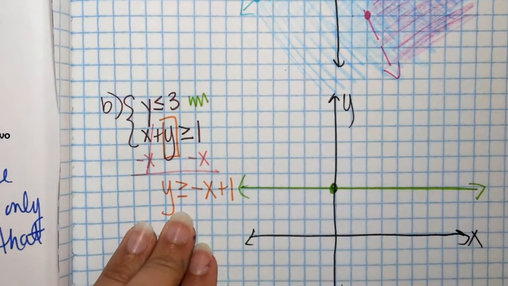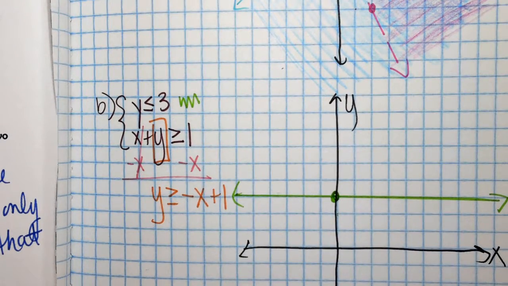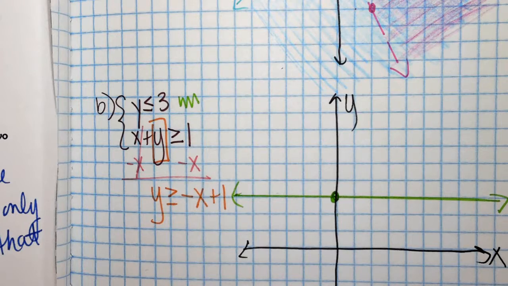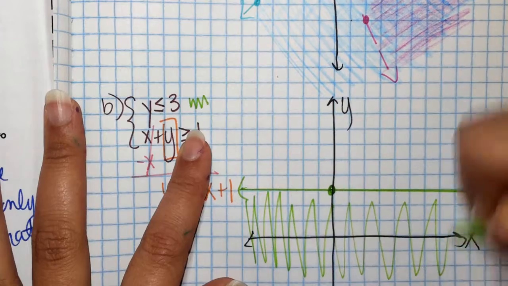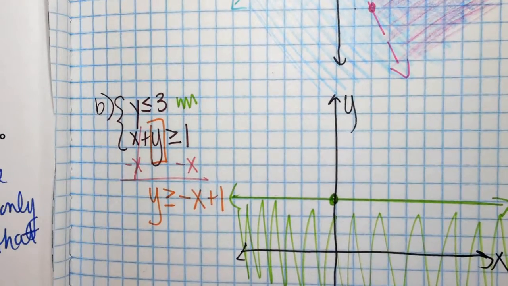Do you have to get another color? Wait, I'm not done. Do we shade above or below? Below. Do we have to get another color? Yeah, we're gonna have 2. Another color? No, you can use the same colors.